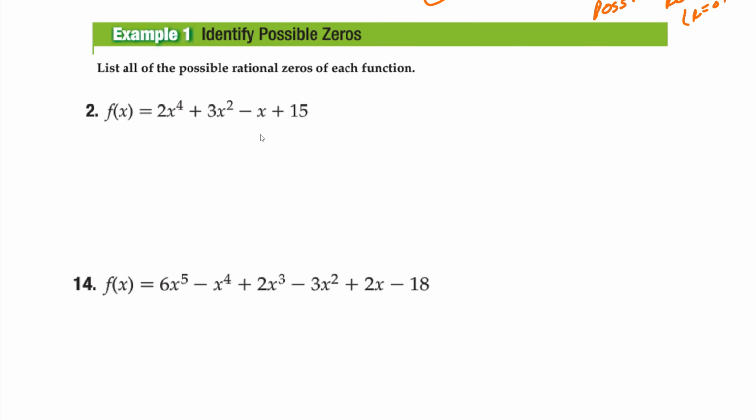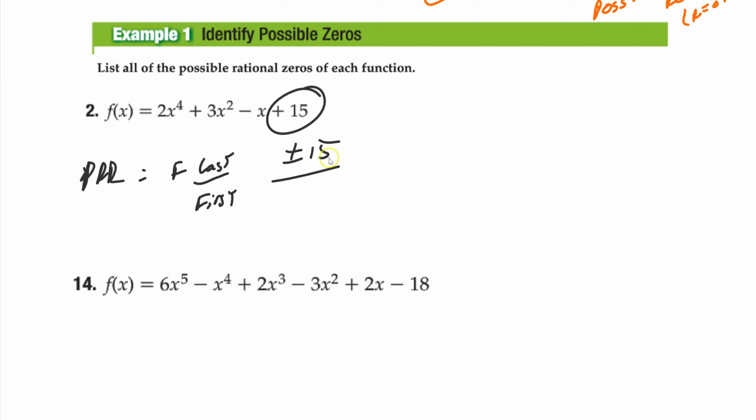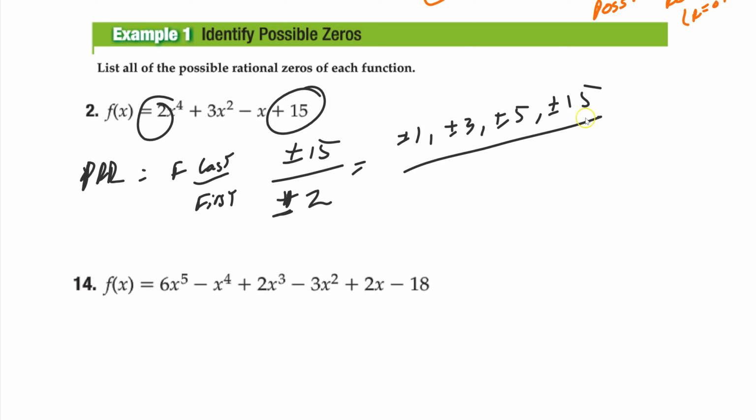So first let's talk about how to write the rational roots. So that's step 1. So all I want to do is find the possible rational roots here. And the way this works, it's the factors of the last over the first. So here's my last, so plus or minus 15 over the first, plus or minus 2. So my factors of 15 are plus or minus 1, plus or minus 3, plus or minus 5, plus and minus 15. Factors of 2 are plus or minus 1 and plus or minus 2.